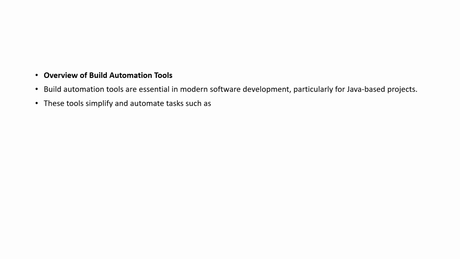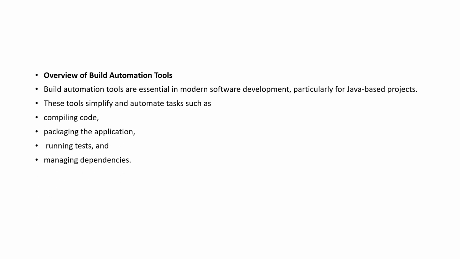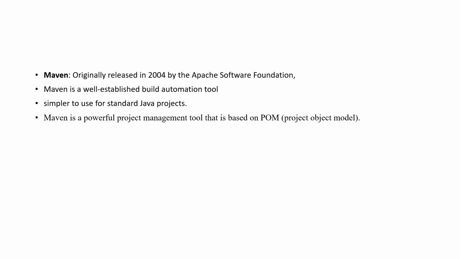Maven was originally released in 2004 by the Apache Software Foundation. Maven is a well established automation tool because it focuses on project management and understanding project structure through conventions. It uses XML configuration and follows a convention over configuration approach.